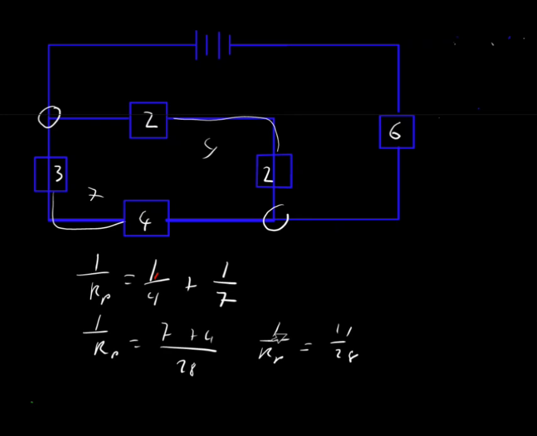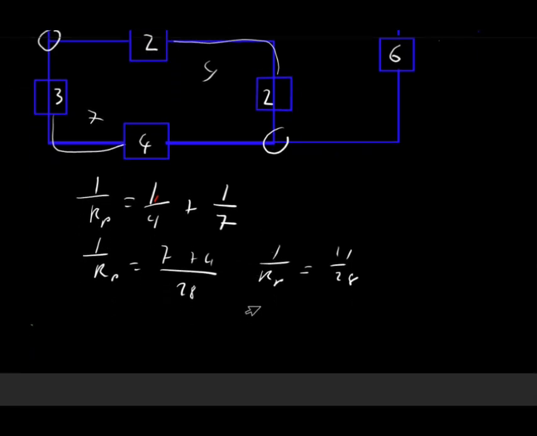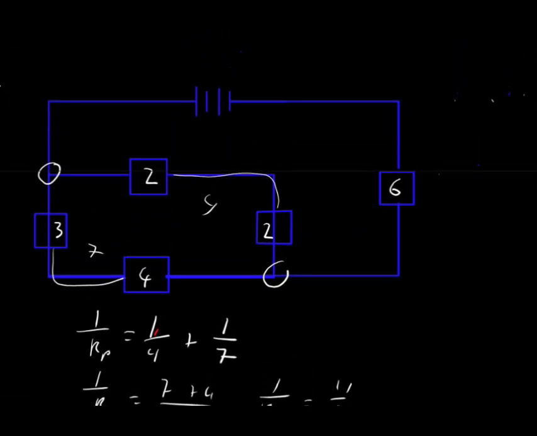Therefore, if I switch, it's going to become RP. Let me write it a bit better. It's just going to become RP over 1 is equal to 28 over 11. So RP is equal to 28 over 11, right? Then I add it to this one that is in series, because the combination of all this stuff is in series with this one, right? So then it's just going to be 28 over 11 plus 6.